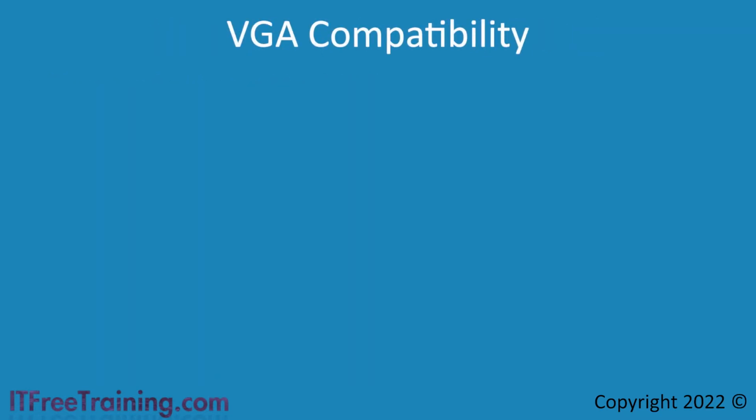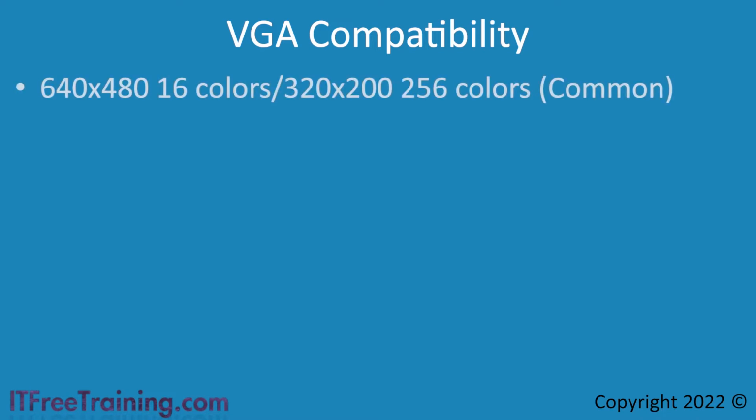The VGA standard provides a common way for all computers to display graphics. A common resolution used by VGA includes 640 by 480 with 16 colors and 320 by 200 with 256 colors. However, depending on what the manufacturer has implemented in their hardware, the resolutions can scale much higher.